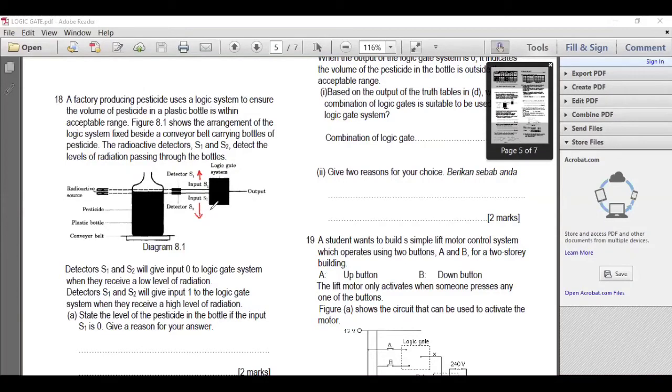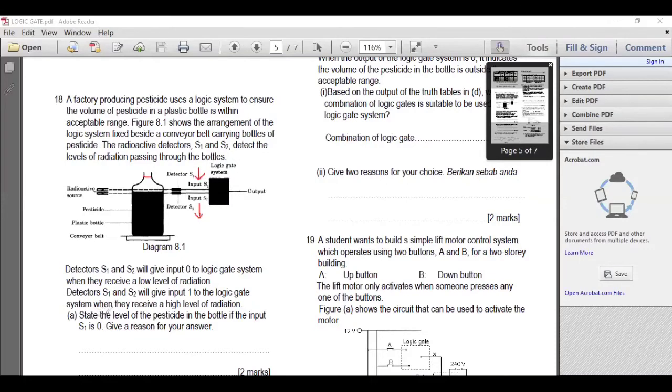What happens if the volume is too high? Let's say the volume is here. The radiation here has to pass through the liquid, so it will be absorbed by the liquid. So both S1, S2 will give you a low level of radiation.